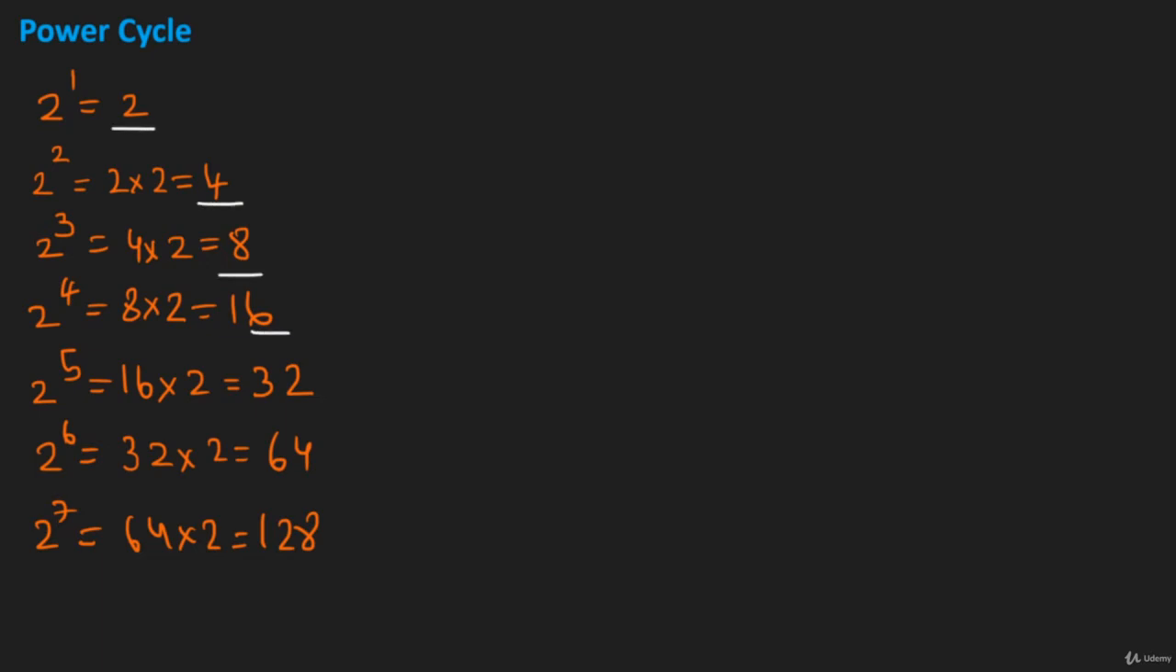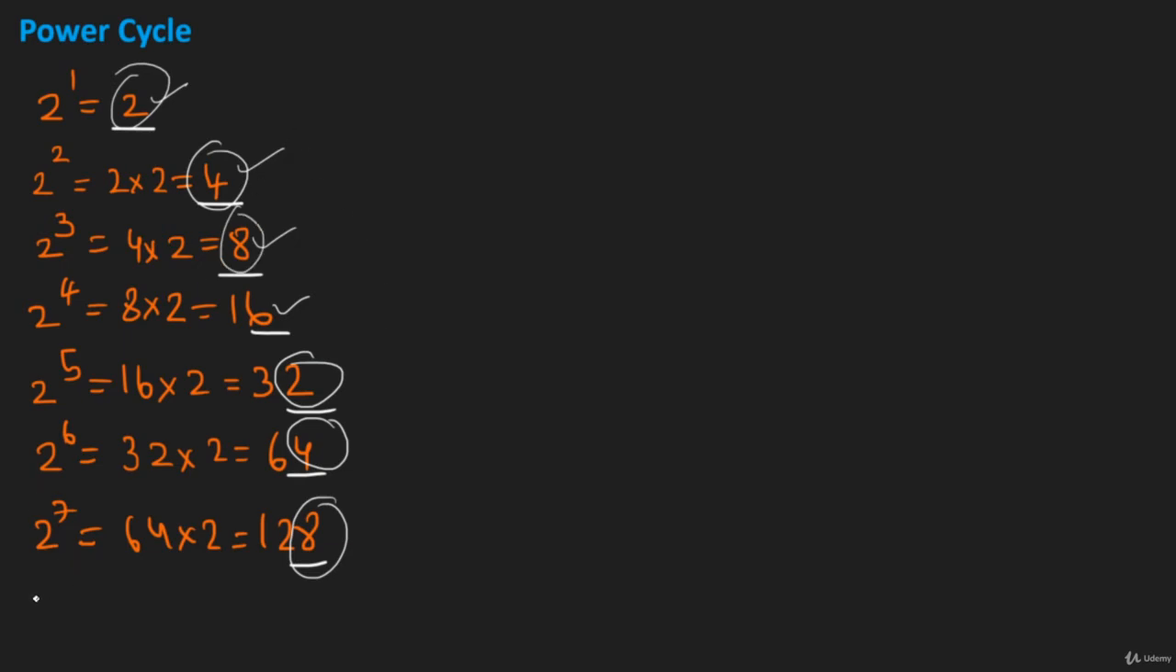So I have 2, 4, 8, 6, 2, 4, 8, right? So you can see that the unit digit is repeating, right? I had 2 over here, I have 4 over here, 8, and then 6. Again I get 2, the same number which I had over here. Again I get 4, which is what I had over here. Again I get 8, which is what I have over here.